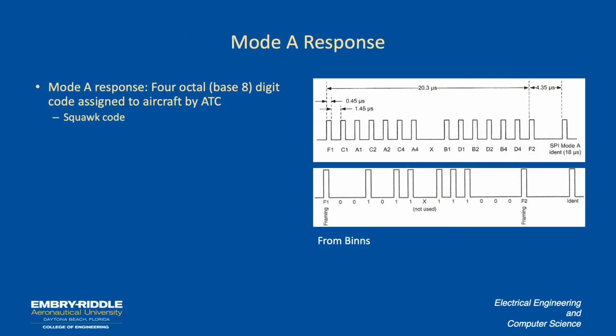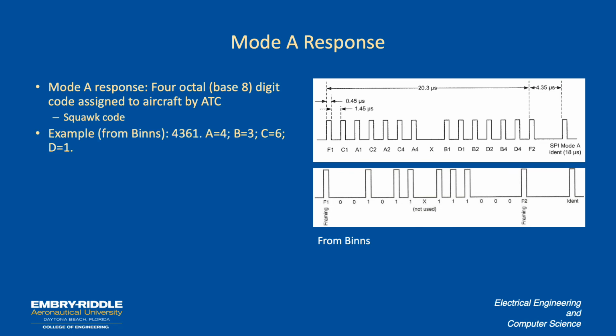So what do these responses look like? When an aircraft responds to a mode A interrogation, it sends back its squawk code, its 4-digit code. You've probably seen this if you've been in the cockpit of an aircraft, and many Embry-Riddle students have. The pilot talks to air traffic control when they file their flight plan, they get assigned a transponder code, and they enter those 4 digits. And they're octal, so the digits are 0 through 7. These are assigned to the aircraft.